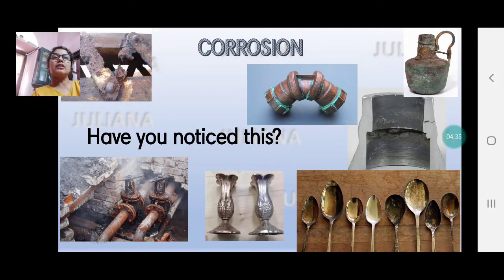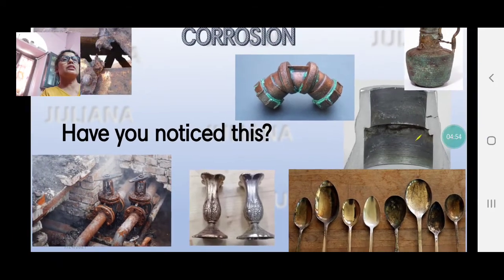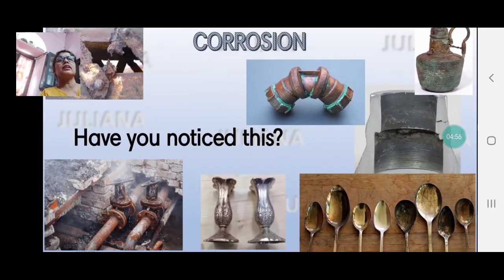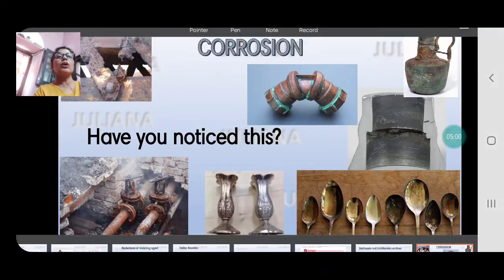The last part of the chapter is corrosion. Have you ever noticed such things in your homes, in your surroundings? The iron rusting, the nice silvery iron has turned into a reddish color. Here you find spoons, goldenish spoons, which have turned greenish. Here you can see copper turned green, silver articles turned blackish. Now these are all corrosion.